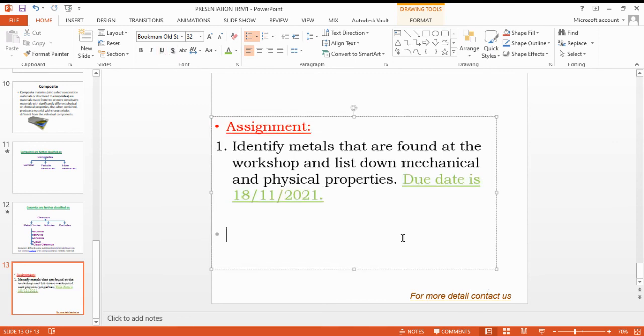My assignment is this. Identify metals that are found at the workshop and list down their mechanical and physical properties. You just go to the workshop, identify any metal you come across, and state its physical and mechanical properties.